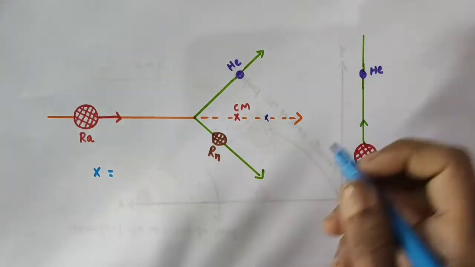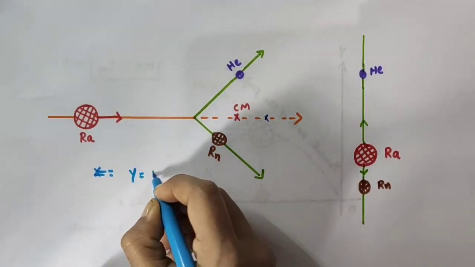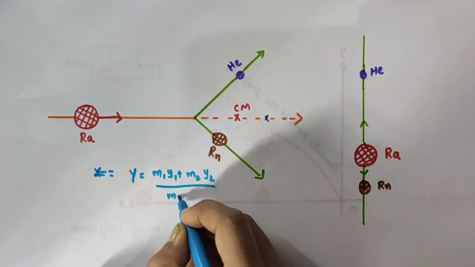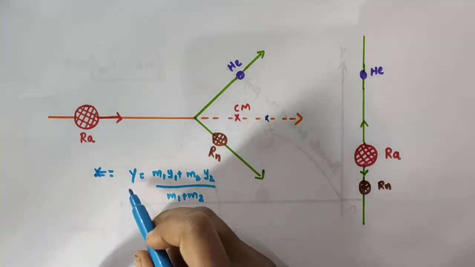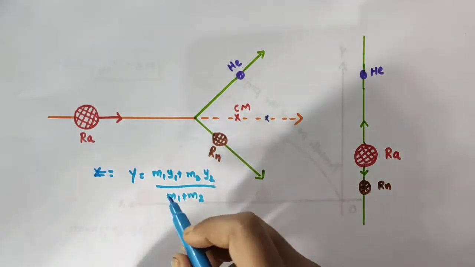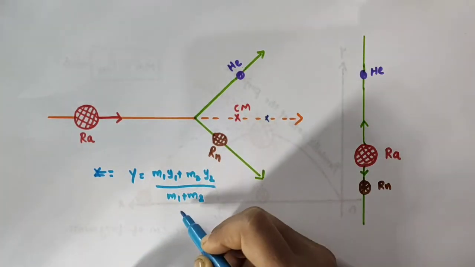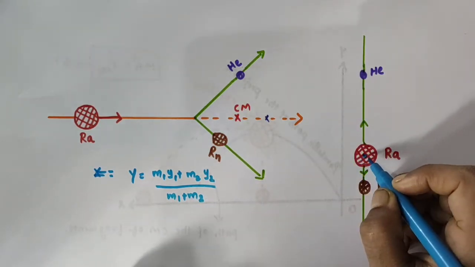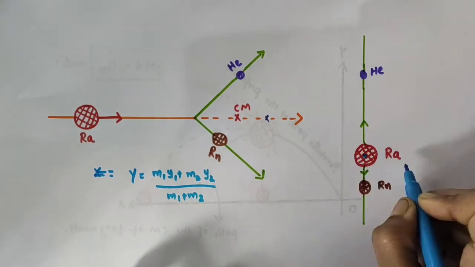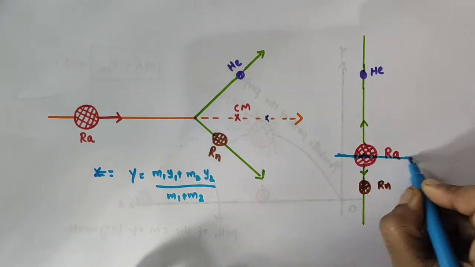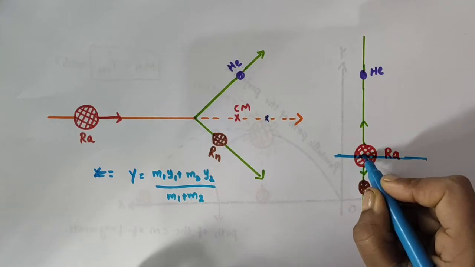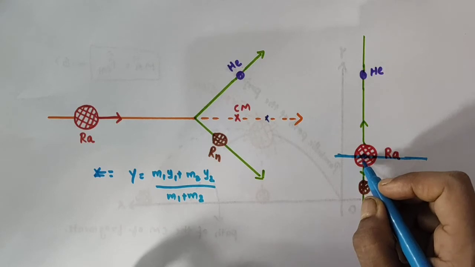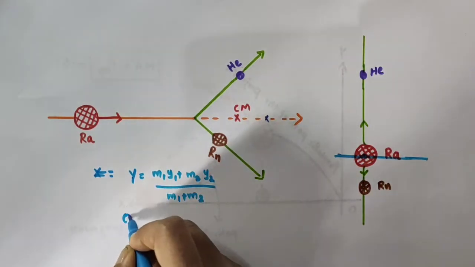If we take this as the y-axis, we can write y is equal to m1 y1 plus m2 y2 divided by m1 plus m2. Here y is the position of the center of mass. Let the center of mass of the radium nucleus be here at the origin of the axis, so y equal to 0 here.